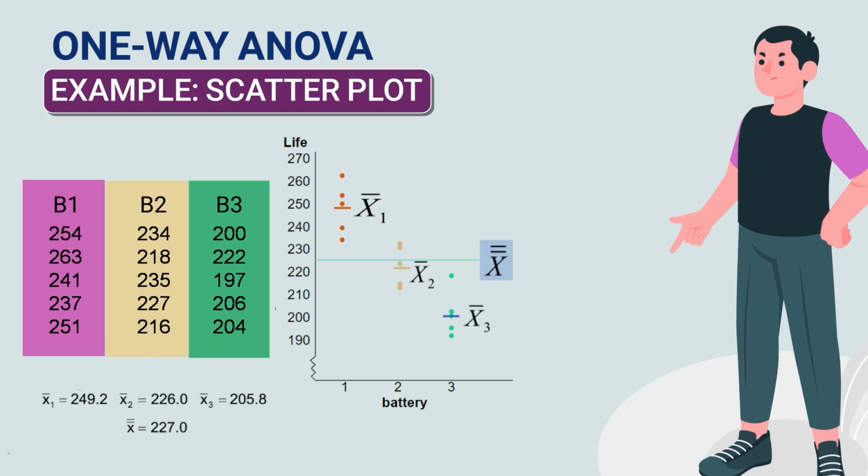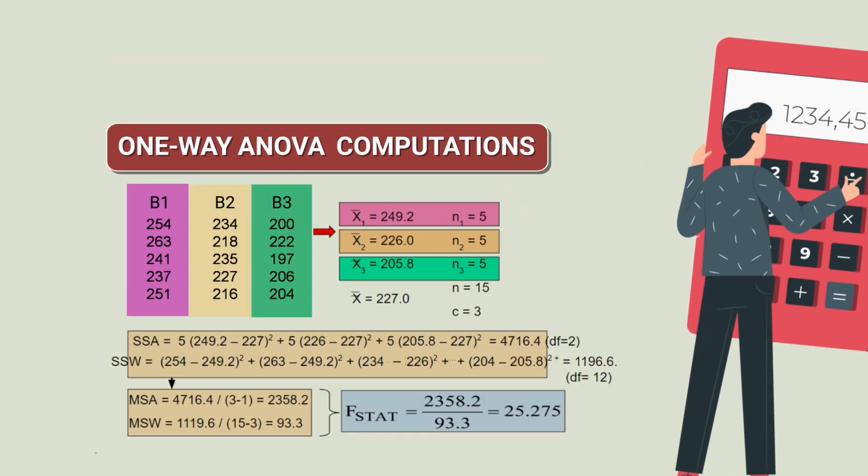So one-way ANOVA computation, how do we carry out the calculation? First we find out the sample mean for the first brand, second brand, third brand based on 5 observations. So we have the averages for the first one 249.2, x2 bar, average for the second sample 226, and average for the third sample 205.8. Now to find out the sum of squares among the groups, we will find out the variation in the 3 sample means. The variation in the 3 sample means, that means values 249.2, 226 and 205.8.